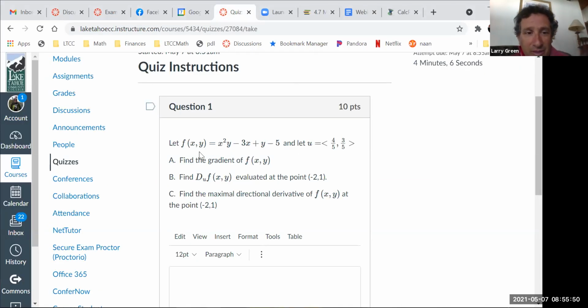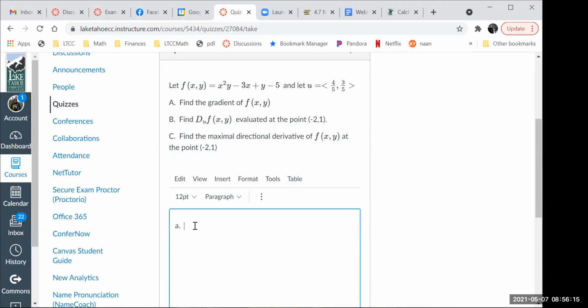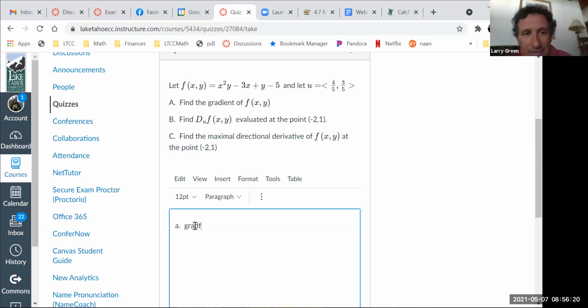Okay, so here's your quiz. We have f of xy equals x squared y minus 3x plus y minus 5, and u is 4/5 comma 3/5. The first question is find the gradient of f of xy. How do you find the gradient? Take the partial derivatives. Yep, you take the partial derivatives. So grad f is equal to, what is the partial derivative of f with respect to x?